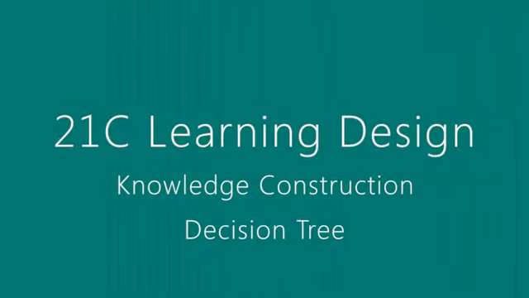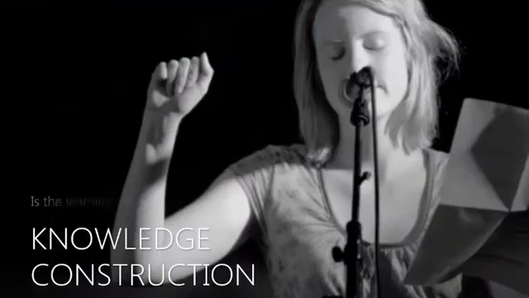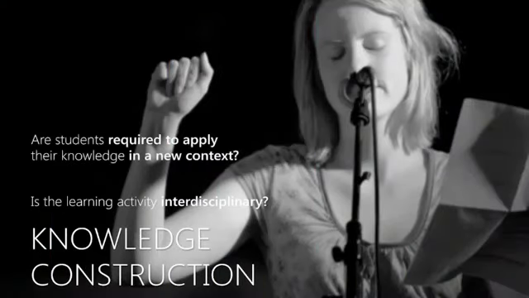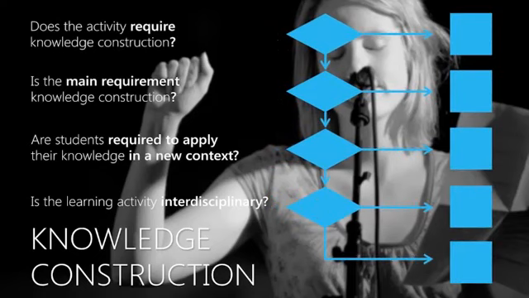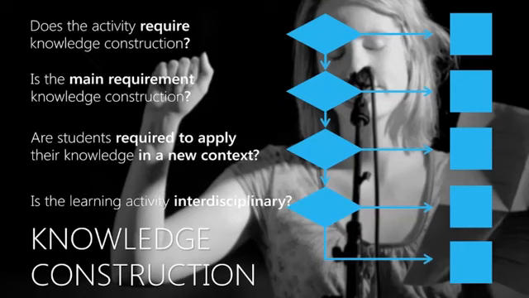We can capture the big ideas of knowledge construction by using a decision tree. A decision tree is a visual way of representing the big ideas in knowledge construction. It is designed as a number of questions, each of which corresponds to a big idea. As you can see, there are 4 questions in the knowledge construction decision tree.